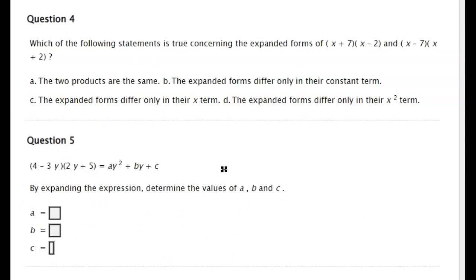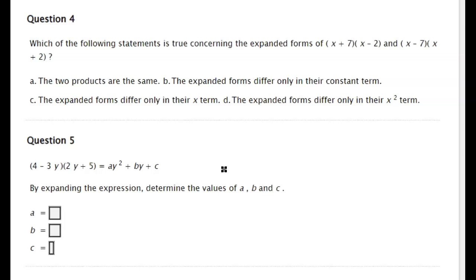Which of the following statements is true concerning the expanded forms of x plus 7 times x minus 2 and x minus 7 times x plus 2? All right, so the two products are the same. This just means when we multiply them, they're the same. So products means what you get when you multiply. The expanded forms differ only in their constant term. The expanded forms differ only in their x term, so what their coefficient of x is, and the expanded forms differ only in the x squared term.